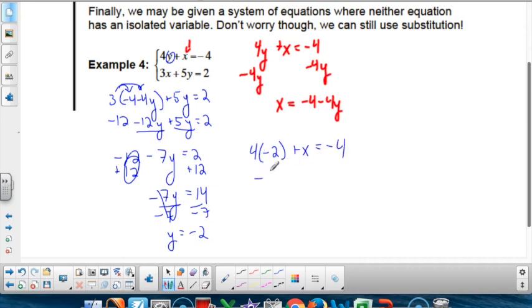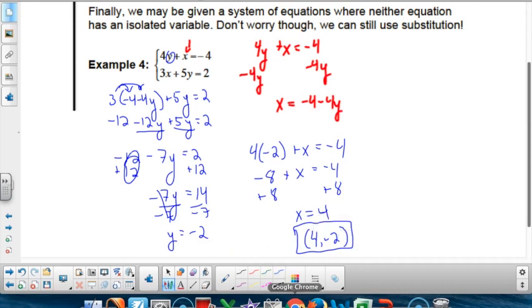So 4 times negative 2 is negative 8. And I'm going to add 8 to both sides. And I get x equals negative 4 plus 8, which is positive 4. So the answer that I will put in the answer box is the ordered pair (4, negative 2). Notice that I put my x value first, even though I found the y value first. That's a common mistake that people make. You want to make sure your ordered pair is always the x value, then the y value.